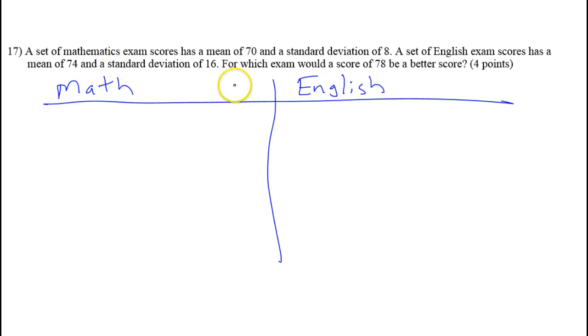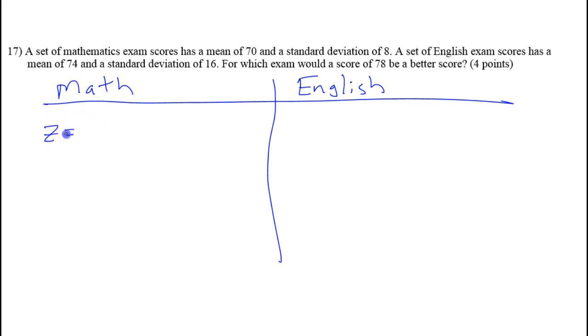So we can use z-scores to tell which one would be better. You know, when we say better, we mean which one is better compared to everybody else. Alright, sometimes this is called percentile. If you did better than 90% of everyone else, then you're at the 90th percentile. So we can use z-score to find the percentile, and that will tell you how good of a score it is compared to the rest of the class.